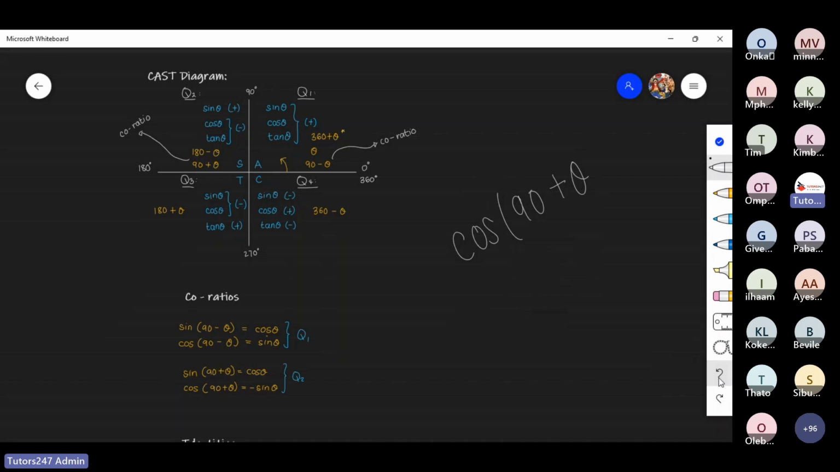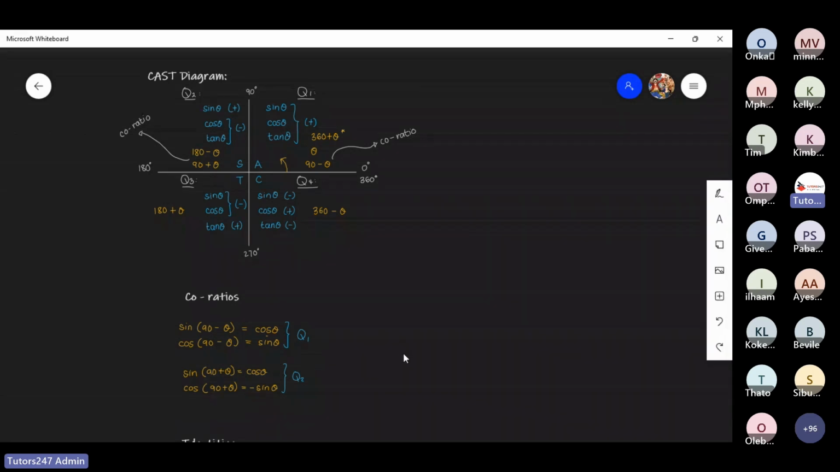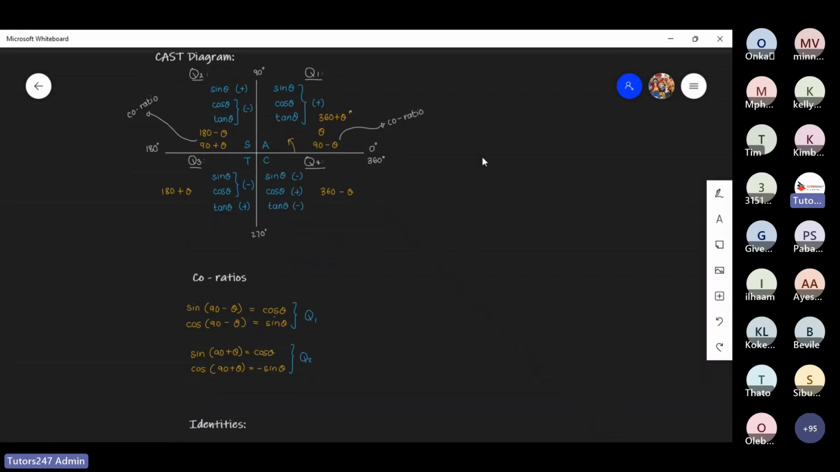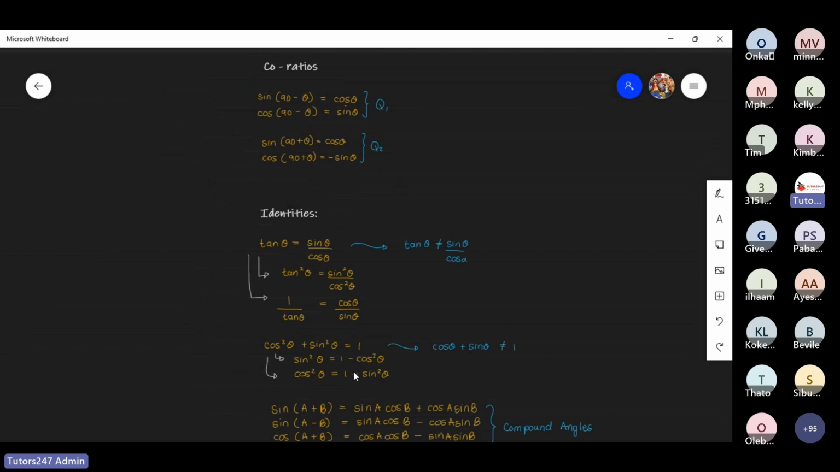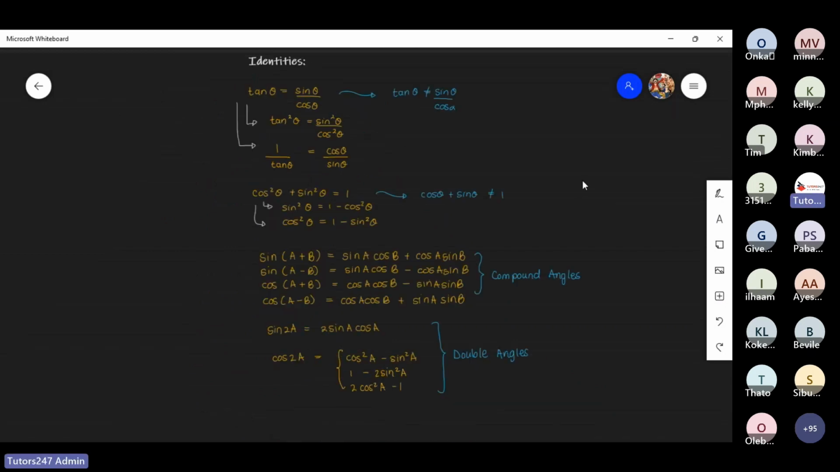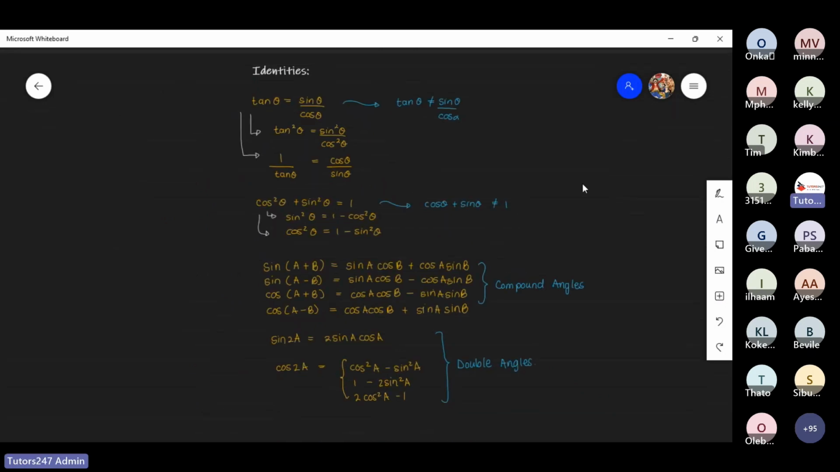Lastly, let us have a look at the important identities that we should know. Thereafter, we'll move on to past paper questions. So the two main identities that you should know are your identities of tan theta is equal to sine theta over cos theta. From there, you can square both sides to produce tan squared theta is equal to sine squared theta over cos squared theta.